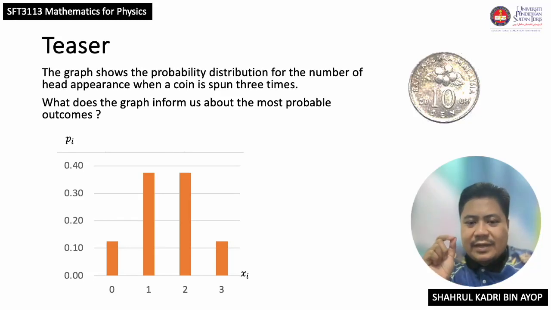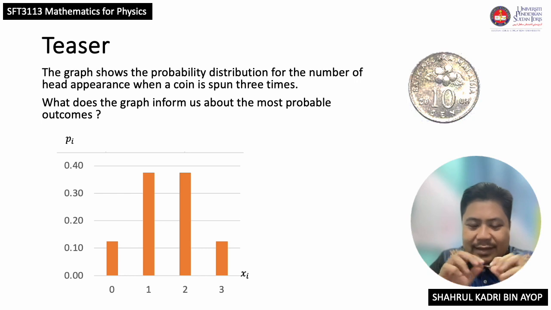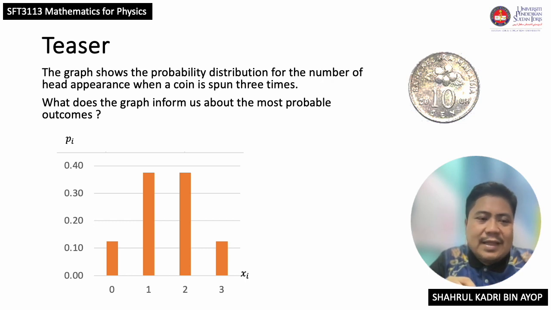You have a coin and then you throw it, what will you get? You will get either head or tail, and then you repeat for another 2 times. So from these 3 times of spinning coins, this graph represents the probability distribution for this event. So what does this graph actually mean?